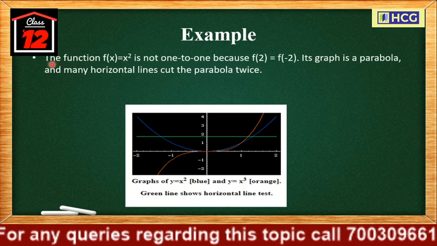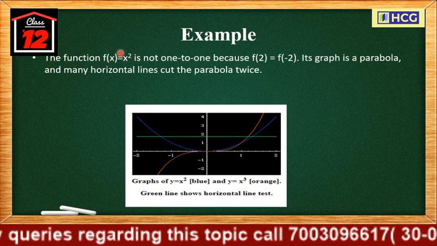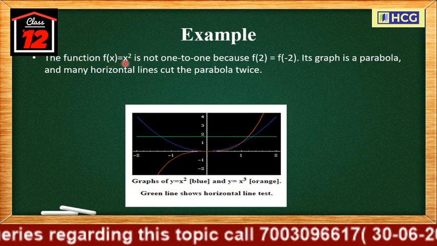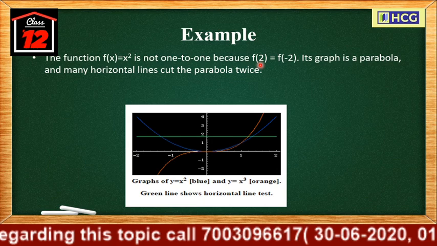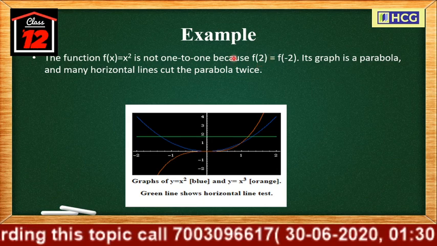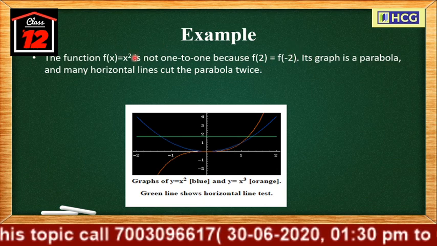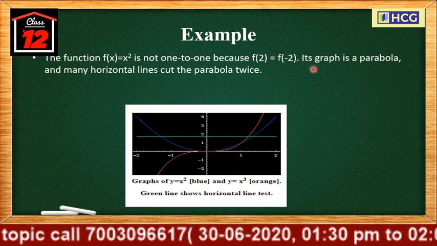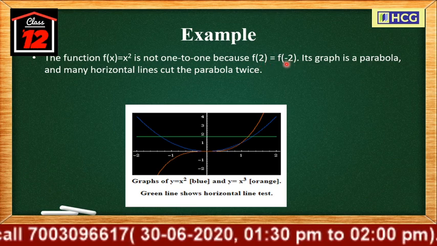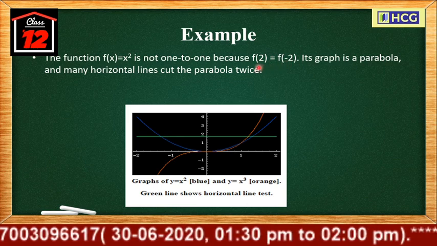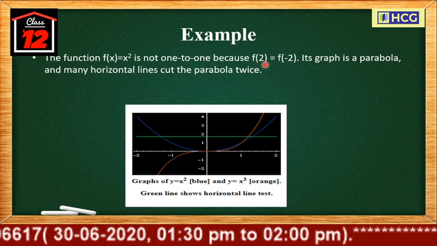Now consider a function. The function f(x) equals x squared, from R to R. The function f(x) equals x squared is not one-to-one because f(2) equals 2 squared, which is 4, and f(-2) equals (-2) squared, which is also 4. So f(2) equals 4 and f(-2) equals 4. Therefore f(2) equals f(-2). Their images are equal, but their pre-images are not equal: 2 not equals -2.